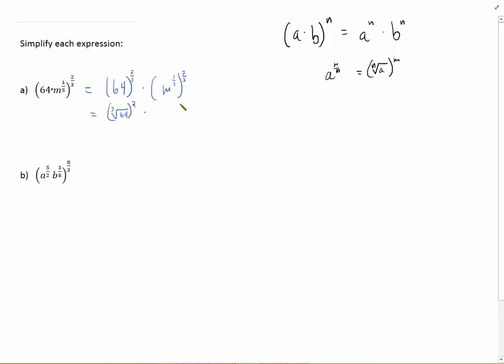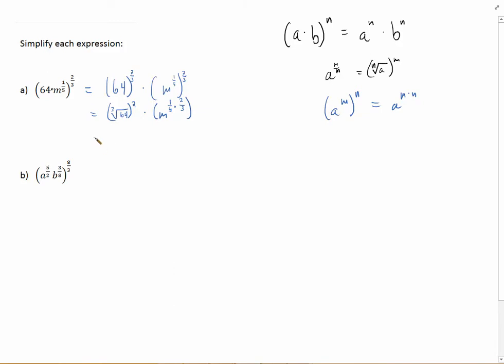Now for the second part here, we have m to the 1/5 to the 2/3. Remember that one of our properties of exponents says that if we have a to the mth power raised to the nth power, we can multiply those exponents. So that's a to the m times n. And so that would then be m to the 1/5 times 2/3.